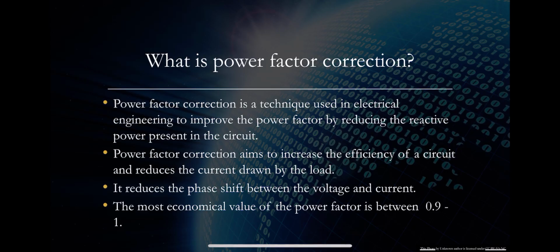What is power factor correction? Power factor correction is a technique used in electrical engineering to improve the power factor by reducing the reactive power present in the circuit. It aims to increase the efficiency of a circuit and reduces the current drawn by the load. It reduces the phase shift between the voltage and the current. The most economical value of the power factor is between 0.9 and 1.